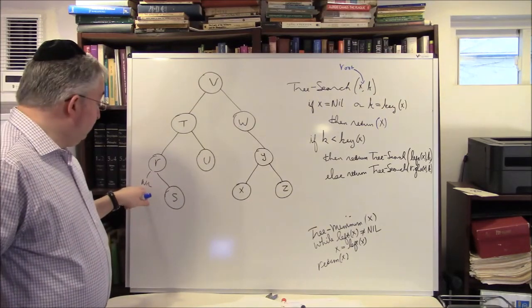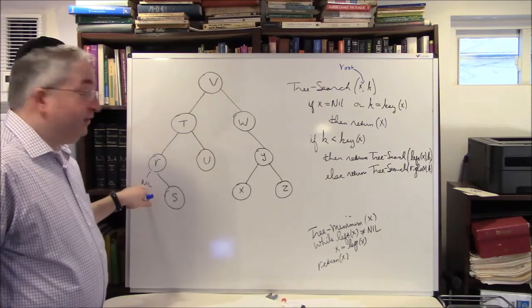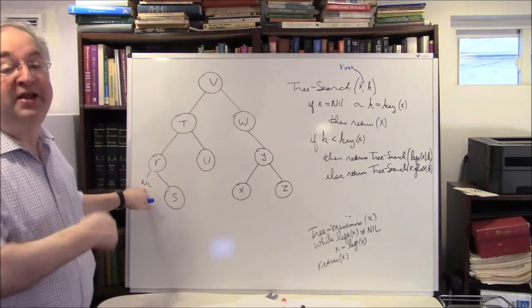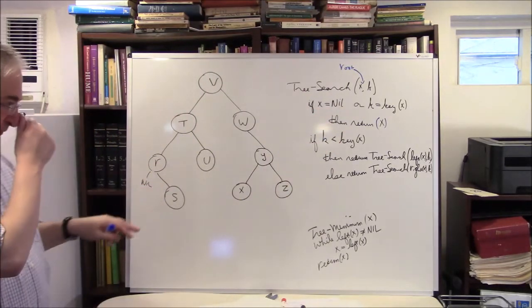Now, the subtree you're looking at is nil. Okay, what do we do when it's nil? We just return X. So what are you going to return? Nil. It's not here. Okay.